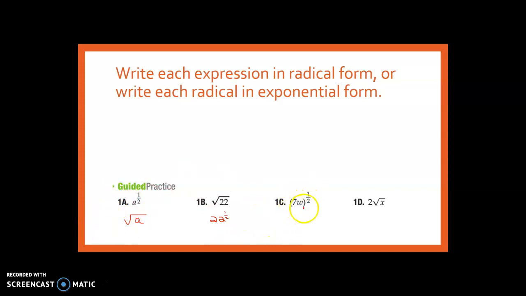And now here, we are taking 7w, and all of it is to the 1 half power, which means we can put all of 7w under the radical. Okay, and then in 1d, it's a little bit tricky. The only part of this problem under the radical is the x. So this becomes 2 times x to the 1 half power. It's very important you understand the difference between these two problems. All of 7w is in parentheses, and that's all to the 1 half power, so all of 7w is under the radical. In this problem, the only thing under the radical is the x, so the only thing with the 1 half power is the x. So there's no parenthesis here to hit this 2 with the 1 half power as well. So just 2 times the square root of x, which is 2 times x to the 1 half power.